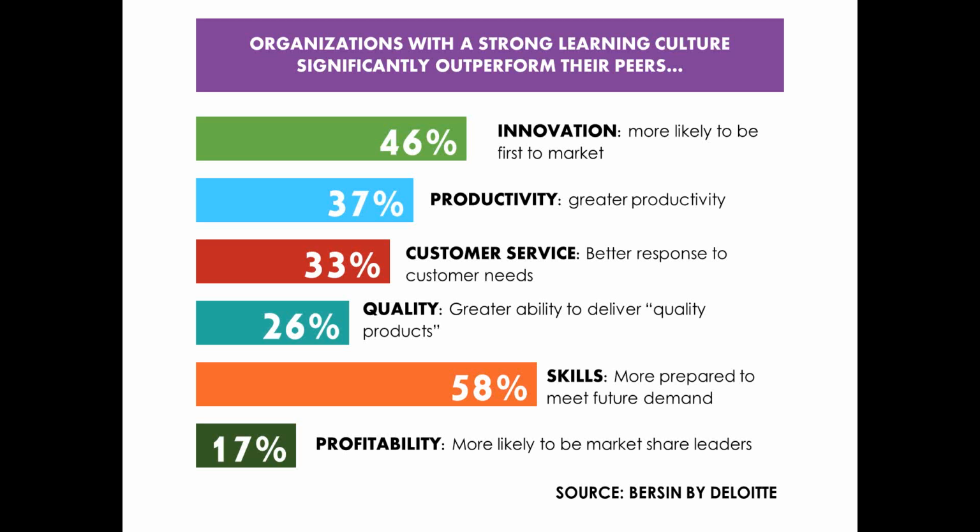They're 46% more likely to be first to market, 37% more productive, and look at that last one, 17% more likely to be market share leaders. I mean, this is the bottom line. You're looking for that business impact, business benefit, that level 4, level 5 in the Kirkpatrick Phillips model. Here you go. This is the impetus to get senior level support for employee learning and development, really educating our employees to perform better. This is the reason to do it.